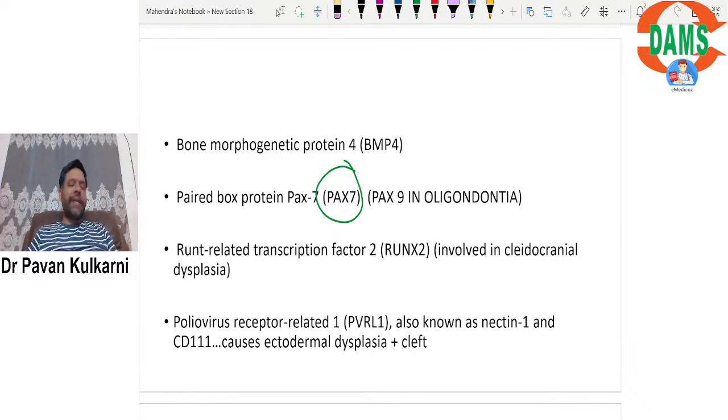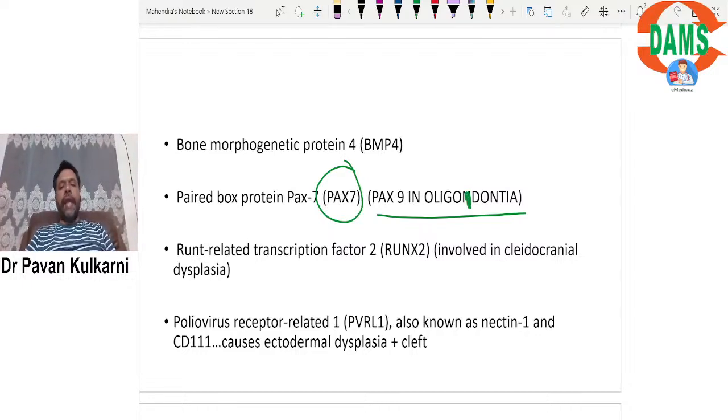Why am I telling you PAX7? What does PAX stand for? Paired box protein. PAX7 mutation can cause cleft. Remember, PAX9 mutation is associated with oligodontia. I'm sorry, there's a small spelling mistake here, oligodontia. So PAX7 mutation can cause cleft lip, cleft palate.